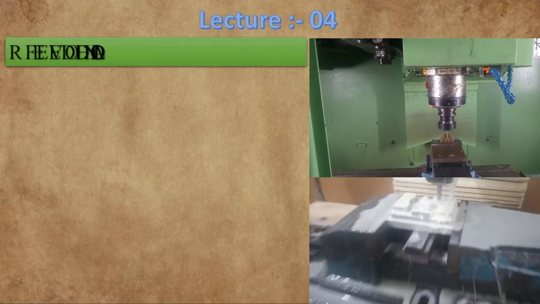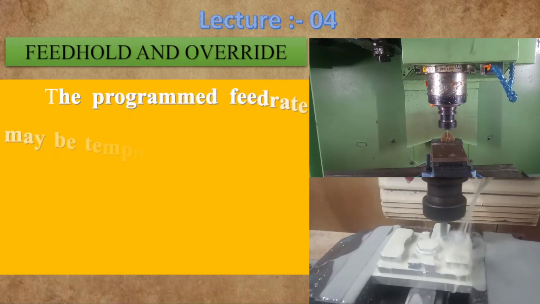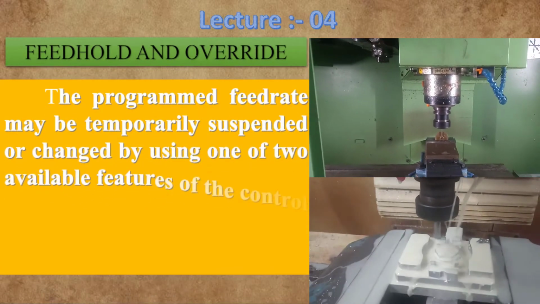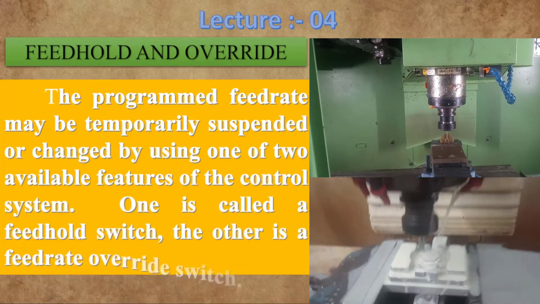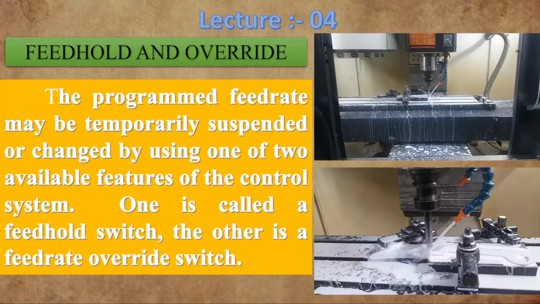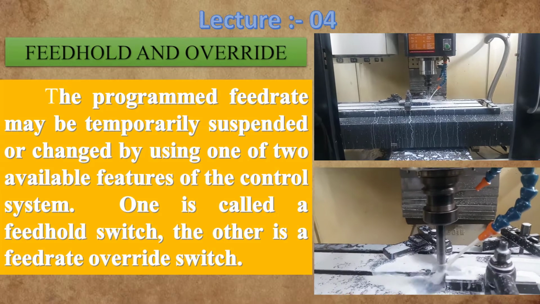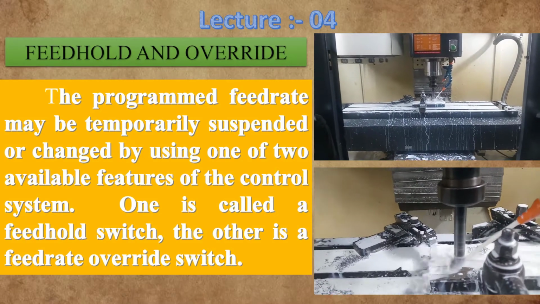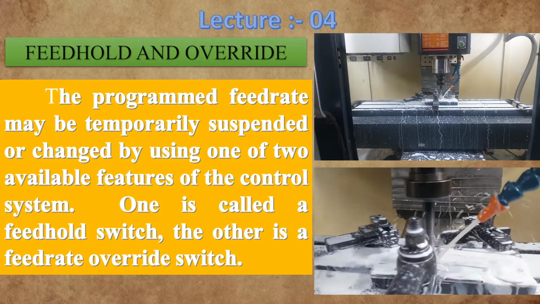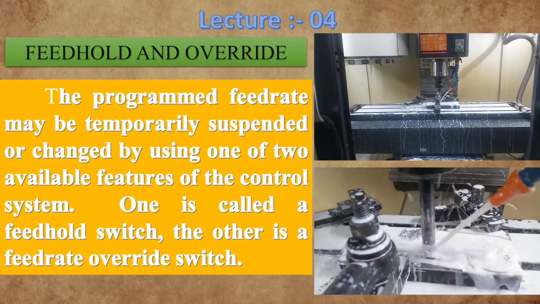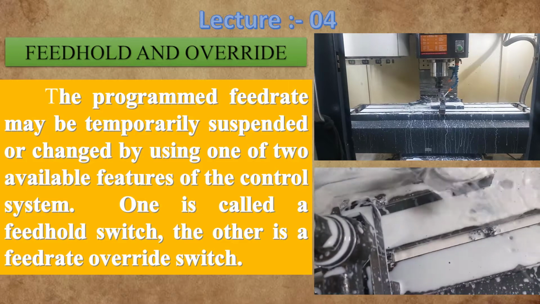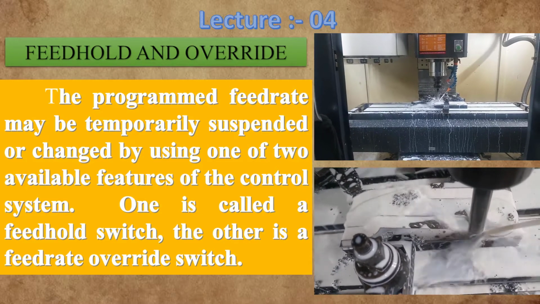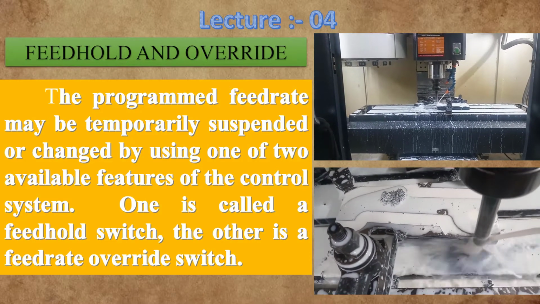Now another topic is feed hold and overrides. While running a program, the programmed feed rate may be temporarily suspended or changed by using one of two available features of the control system. One is called a feed hold switch. The other is a feed rate override switch. Both switches are standard and allow the CNC operator to manually control the programmed feed rate during program execution. They are located on the operation panel.